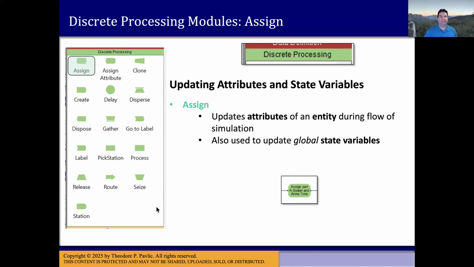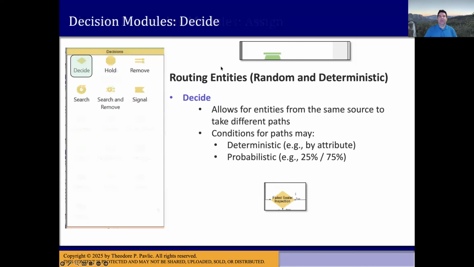It's triggered by something passing through it. And then on that event, it either updates the attributes, adds the attributes, or updates the global state variables. So that's assign inside discrete processing.